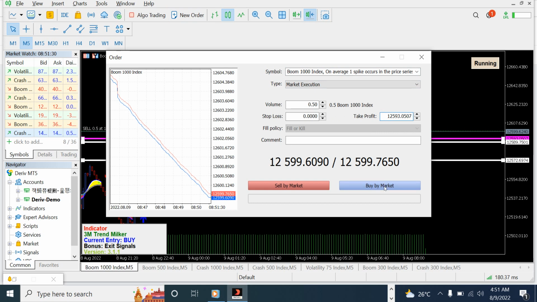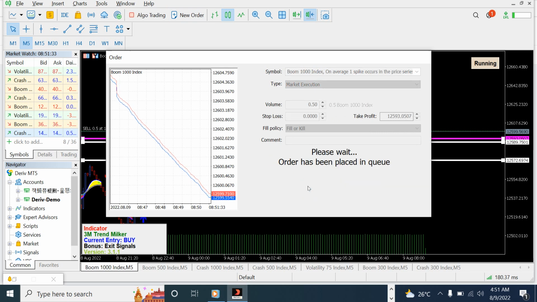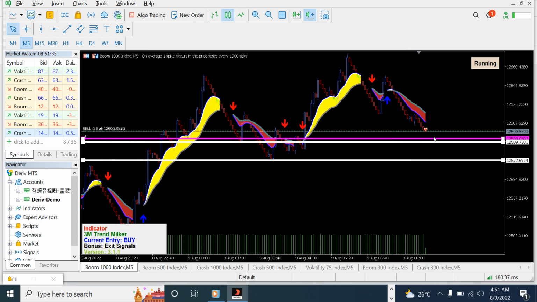Okay, so that is going to close my order for me. Once it gets there, it's going to close the profit for me. So take profit is already showing there. Okay, so I'm going to leave that open. You can see how I did my analysis.